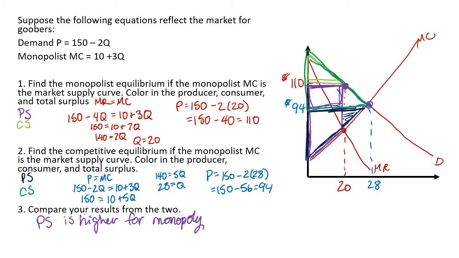Consumer surplus, though, is very clear. It goes from the little top triangle for a monopoly to the bigger green triangle for a competitive equilibrium. So consumer surplus is lower in a monopoly situation, which is why people don't like them. Okay. Total surplus, however, is also lower.